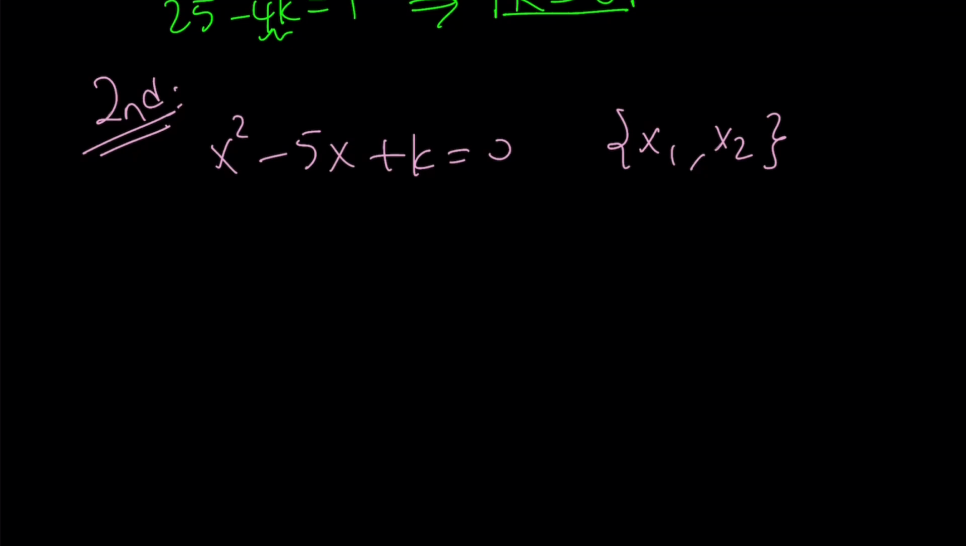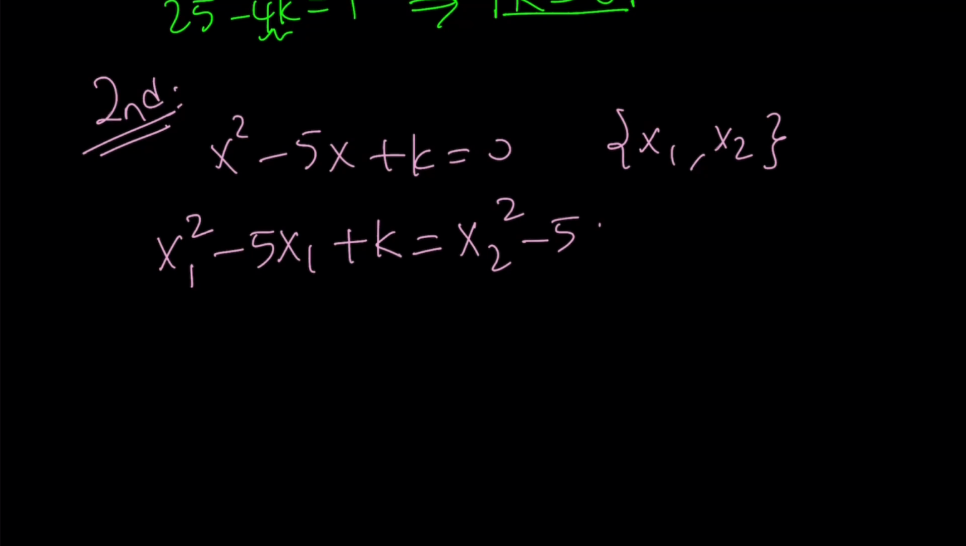So replace x with x1, or x sub 1, whatever you want to say. I usually like saying x1. x1 squared minus 5 x1 plus k equals 0. And if you plug in x sub 2, same thing happens. It's also equal to 0. So we can basically set these equal to each other because they're both equal to 0 for these particular x values. This equation is not always equal to 0, only for x1 and x2.